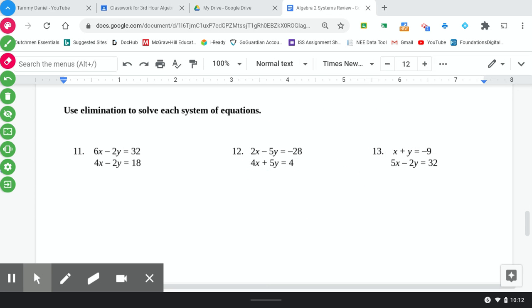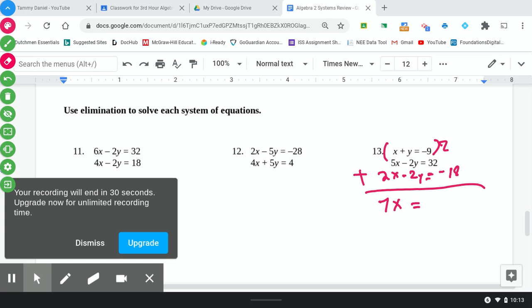All right, 13 real quick. On this one, I can either multiply this top equation by a negative 5 and get negative 5x on top and a positive 5x on bottom, or I can multiply the top by a 2, which would probably be the easiest. So I'm going to do that, and it gives me 2x minus 2y equals negative 18. So that when I combine these together, I get 7x equals 14. Divide by 7, and x is 2.